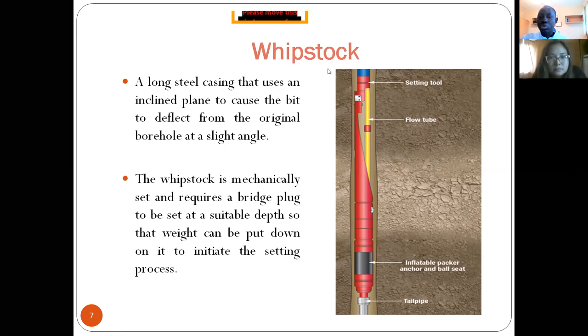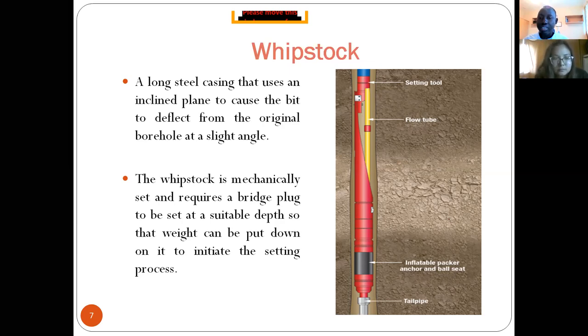Okay, so what is the advantage of using the whipstock over the cement plug? In the case of whipstock, first of all, we don't have to wait for the cement plug to set, because we know the setting time is about 24 hours. So that means the whole platform is just waiting, doing basically nothing, waiting for the cement to set.